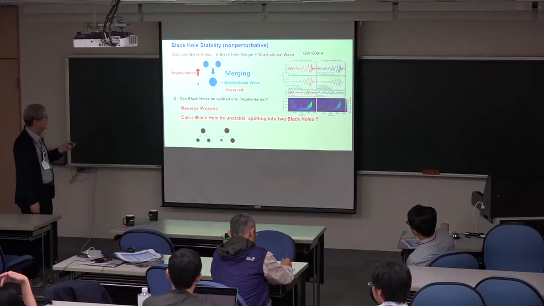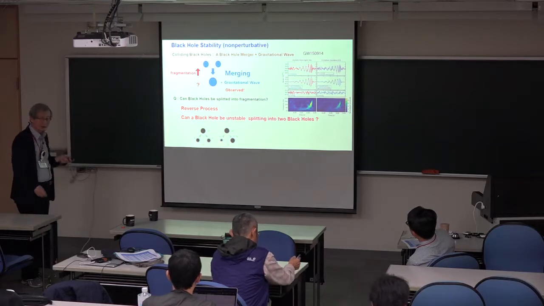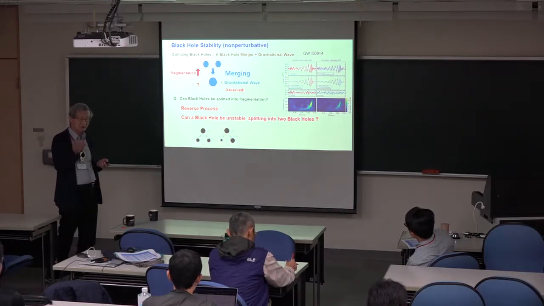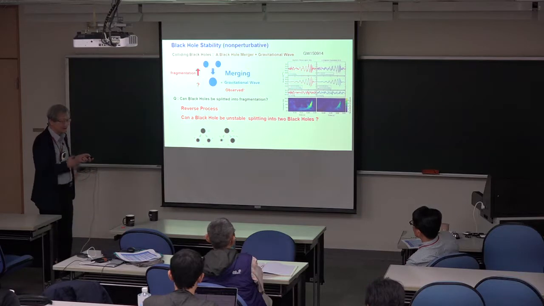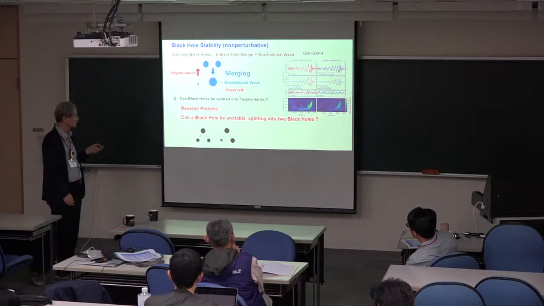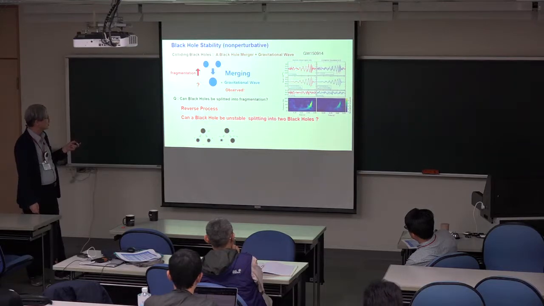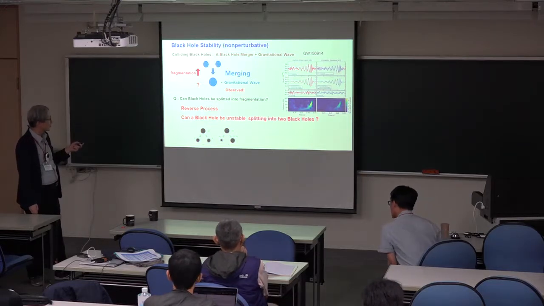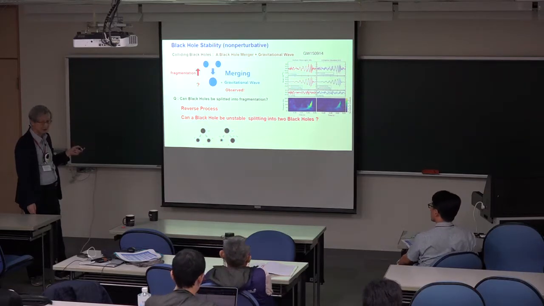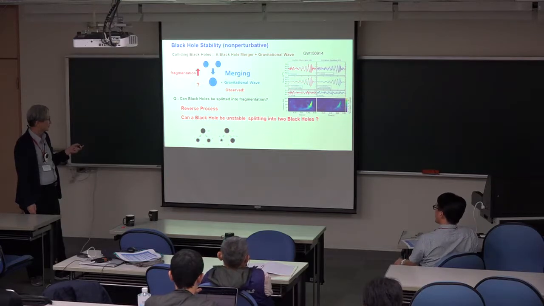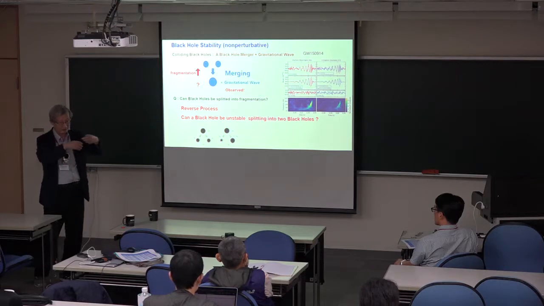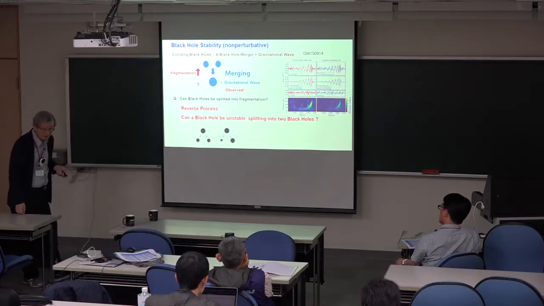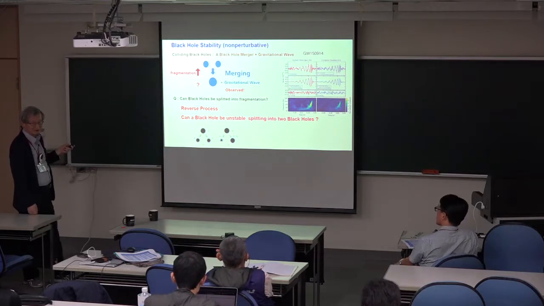So what I'd like to briefly mention here is concerns about the stability. Under perturbation, most of the black hole solutions are stable, and this one also. But here what I'd like to consider is non-perturbative stability, in other words, fragmentation. We already observed that two black holes can merge into a single black hole. By merging small black holes into a larger black hole, they are more thermodynamically stable, according to the second law of thermodynamics. The question is whether the other way around is possible or not.